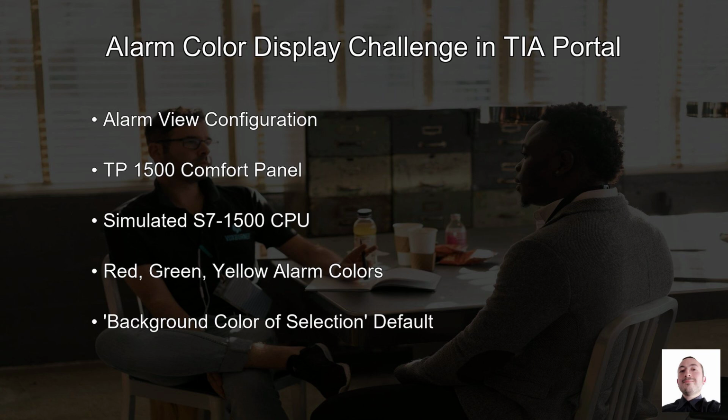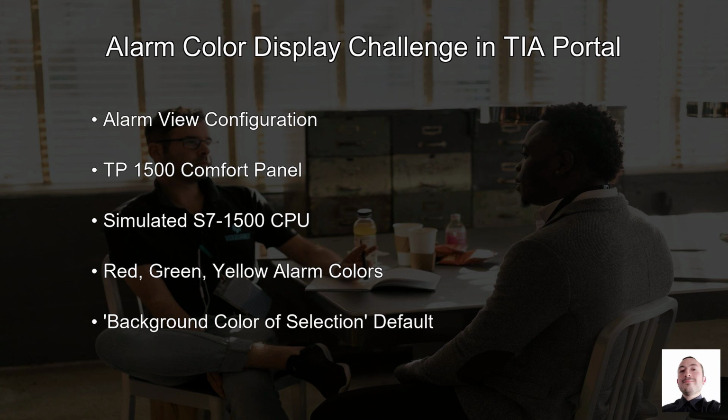In the world of HMI development using TIA Portal, one common challenge is configuring alarm colors to reflect the status dynamically. Imagine you're working on an HMI project, specifically with a TP1500 comfort panel and a simulated S7-1500 CPU. You've successfully set up alarm views in one project, using red, green, and yellow to signify different alarm states. However, in a new project, the option to customize alarm colors is mysteriously missing.